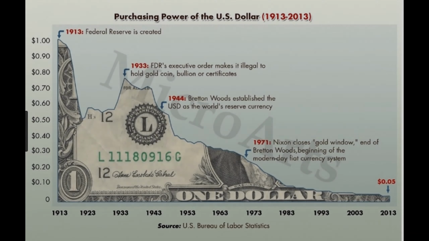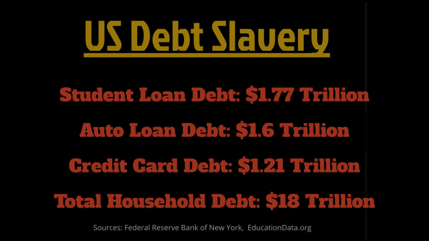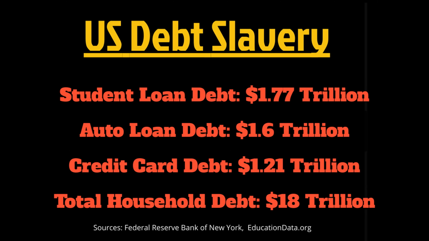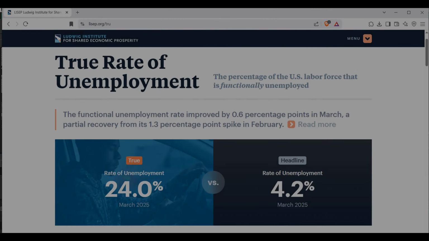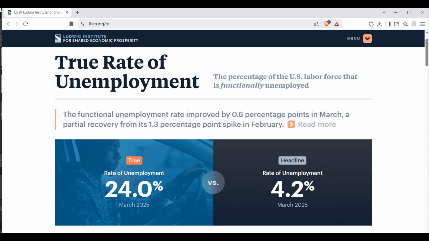So as we can see, the Federal Reserve has hit the end of its road. The purchasing power of the dollar has been thoroughly destroyed. As a result of this and the Fed's inflationary policies, U.S. household debt is out of control, sitting at over $18 trillion. The Federal Reserve has also failed to maintain full employment because we're sitting at a real unemployment rate of about 20 to 25%. So the Federal Reserve has failed to meet its two objectives.